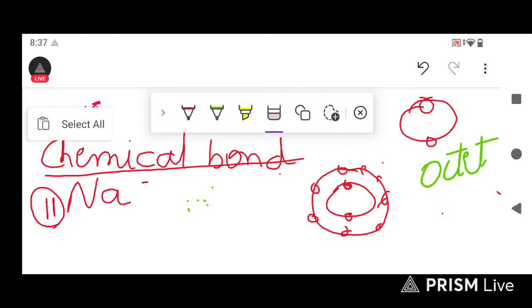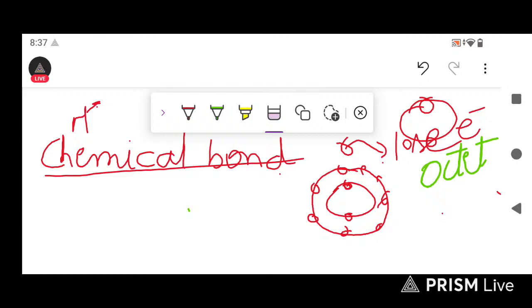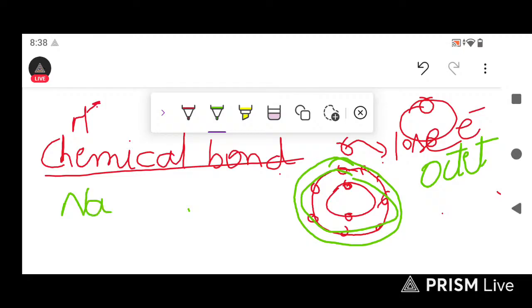Instead, sodium will lose that electron. When sodium loses the electron, this shell is automatically removed. When this shell is removed, you will see that the octet is complete. Sodium's octet is complete. So sodium has lost an electron, and when it loses an electron, it becomes positively charged. It forms a cation. Sodium has a +1 charge because it loses only 1 electron. It is the simple example of sodium.